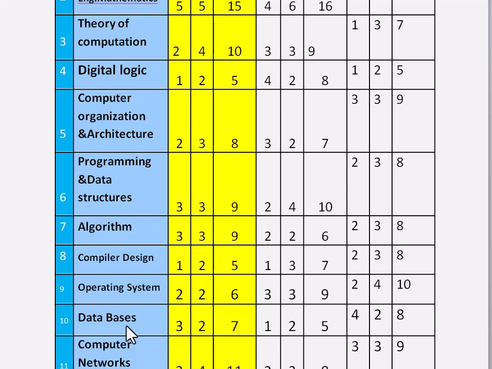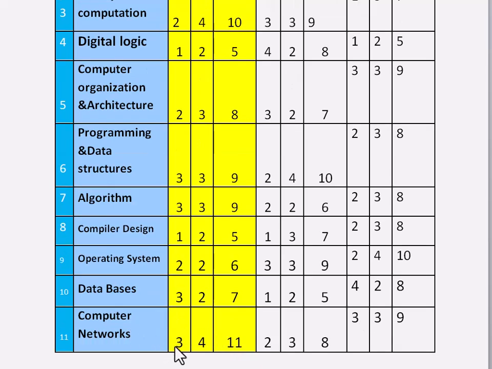Next, database subject. In 2022, 1 mark questions are 3, 2 mark questions are 2, total marks were 7. And in 2023, 1 mark question is 1 and 2 mark questions are 2 and total marks were 5. And in 2024, 1 mark questions are 4, 2 mark questions are 2, total marks are 8.